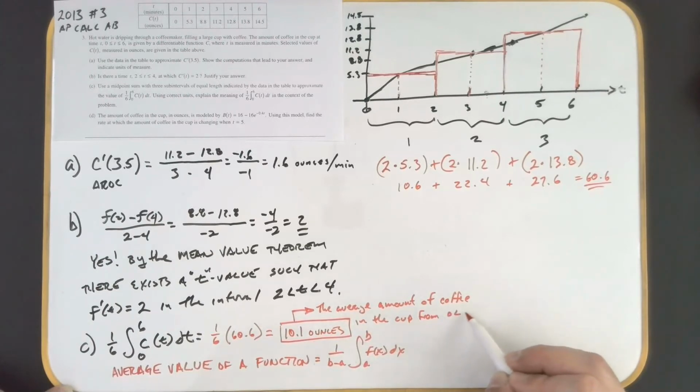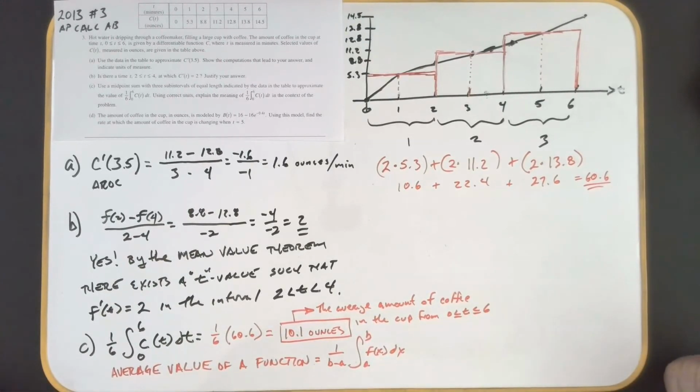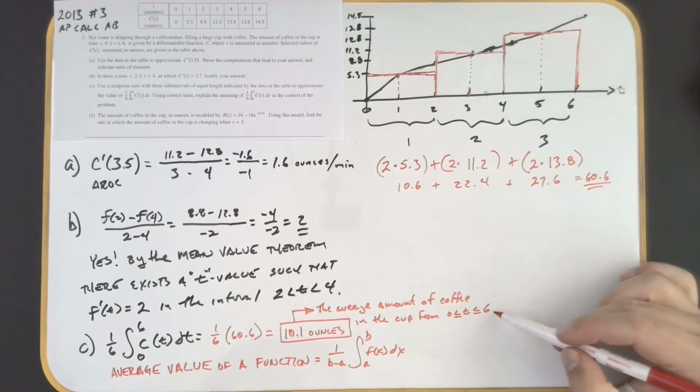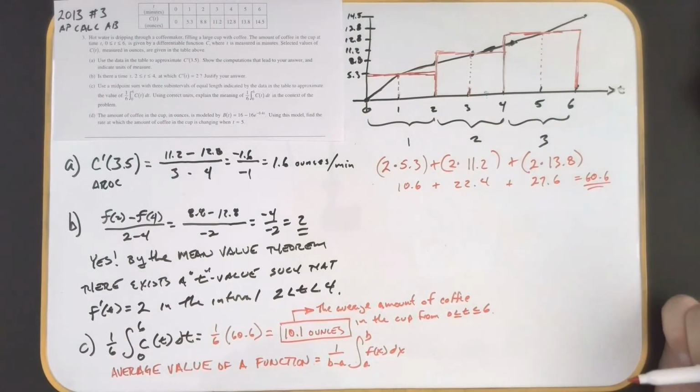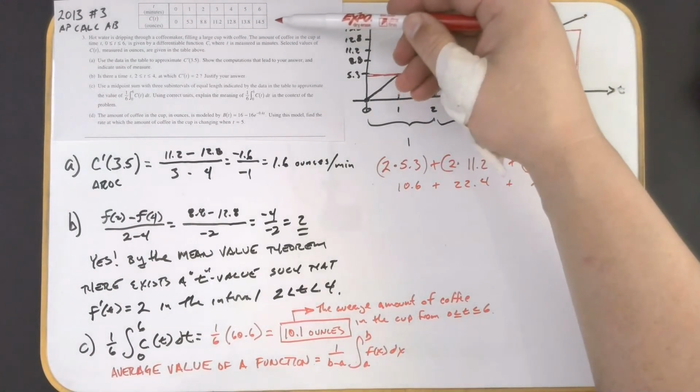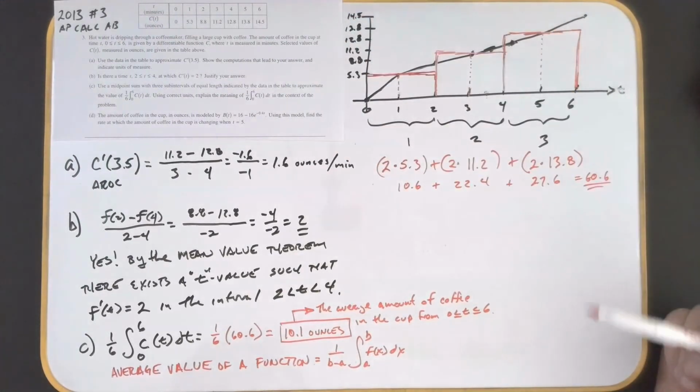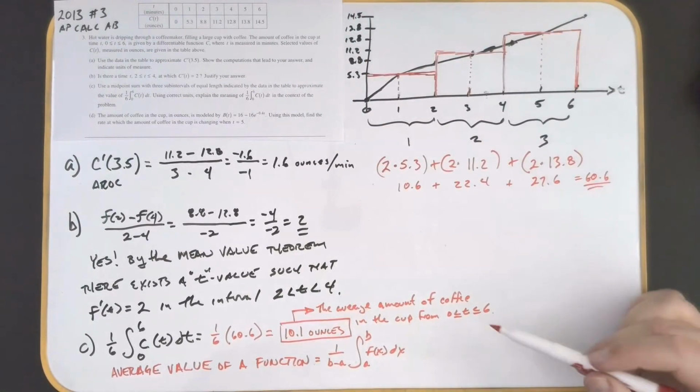From 0 less than or equal to t less than or equal to 6. Okay, so the average amount of coffee in the cup. I'm not sure if that seems intuitive or not, but it's a 14.5 ounce cup. What was the average amount of coffee in the cup in that time?